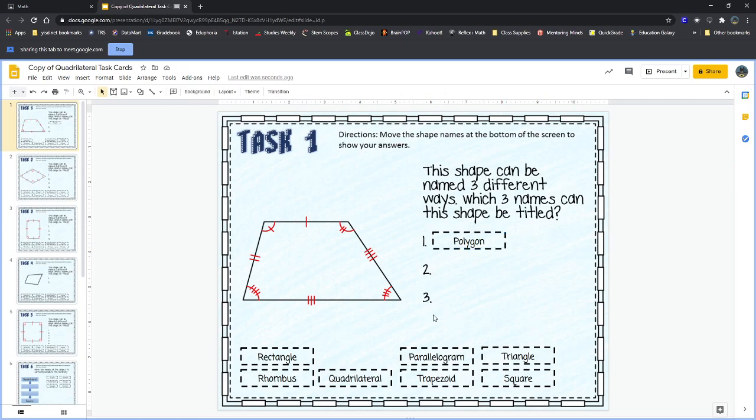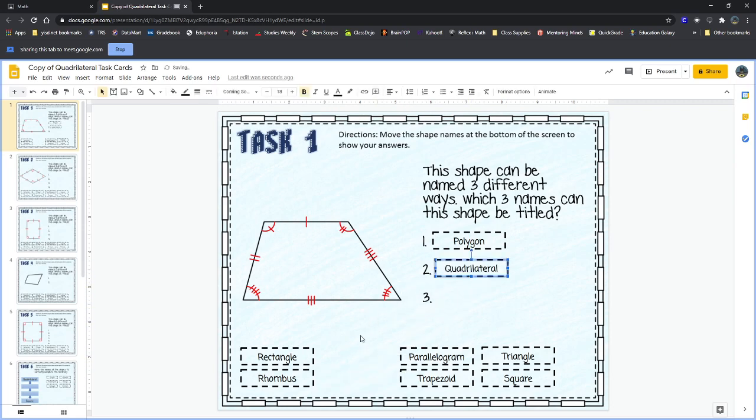So polygon is definitely one of the names for this shape. It's got 3 sides or more, and there's no opening. The polygon would absolutely describe this. Quadrilateral, the next one, because it's a polygon with 4 sides. Quadrilateral would work as well. The last one that would work would be trapezoid.